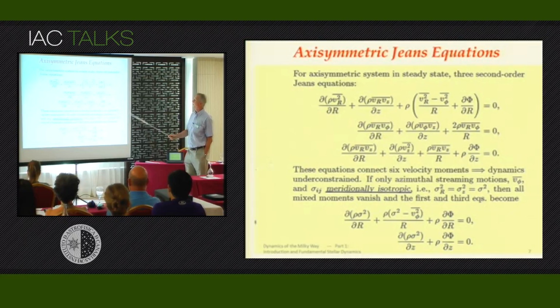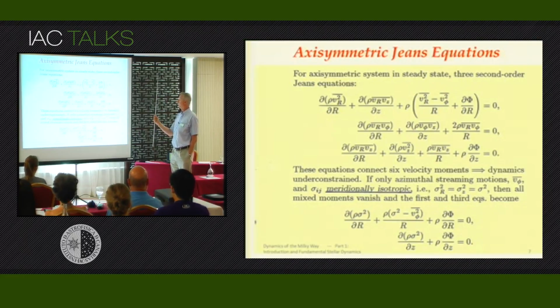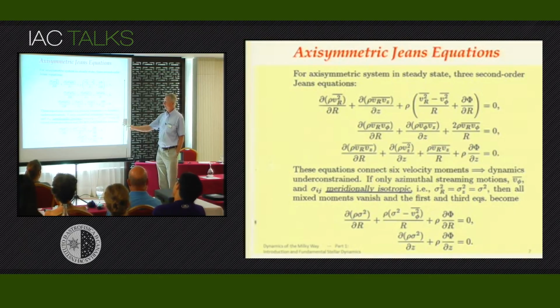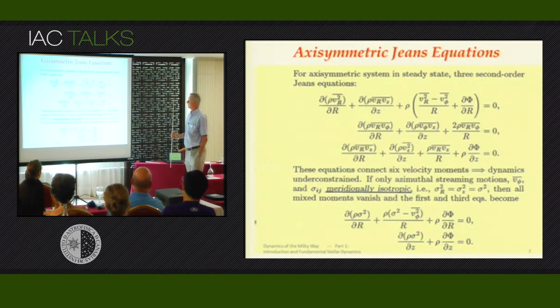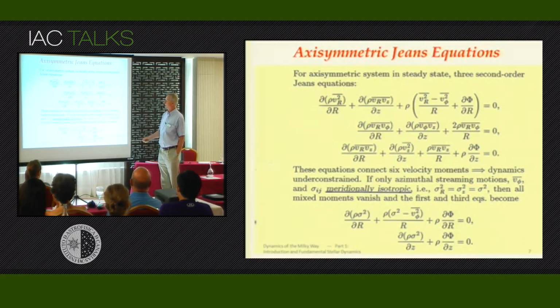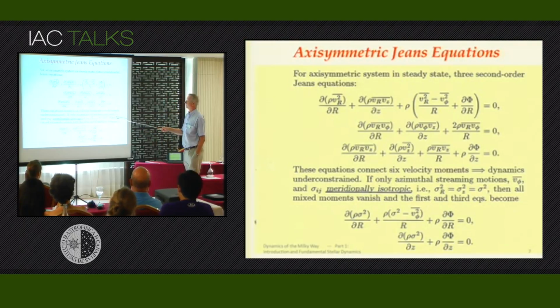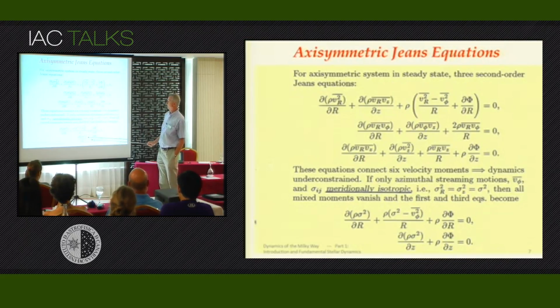And then in addition, there are these mixed moments of the velocity dispersion tensor, which you remember this sigma squared tensor had in the beginning. And there are the mean values of V_R and V_Z, V_R and V_phi, and V_phi and V_Z. So if now you assume that you only have azimuthal streaming motions in your system, and that the sigma tensor has two equal quantities in the meridional plane, sigma_R squared and sigma_Z squared, then all the mixed moments will vanish by these assumptions, and you end up with only two independent equations, which are now given here at the bottom.